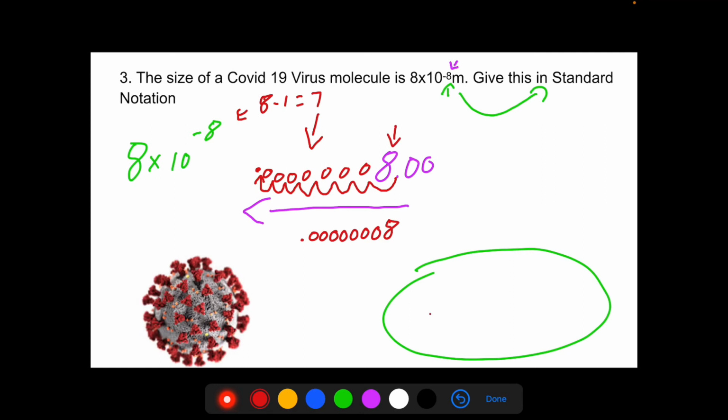So my answer is 0.00000008. And don't forget your units, meters. That is going to be tenths, hundredths, thousandths, 10 thousandths, 100 thousandths, millionths, 10 millionths, 80 millionths. So, incredibly small number.